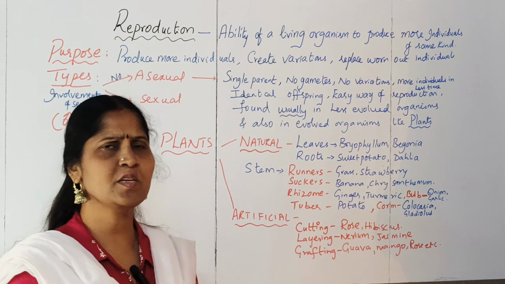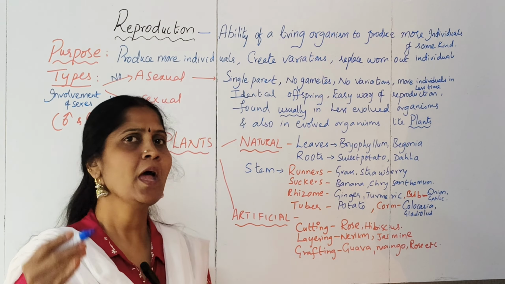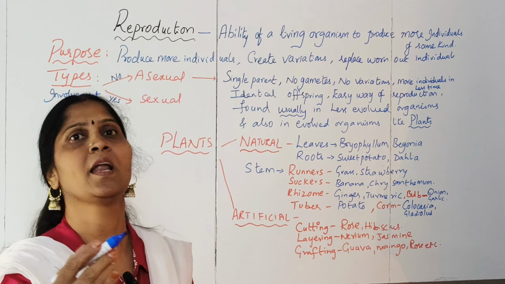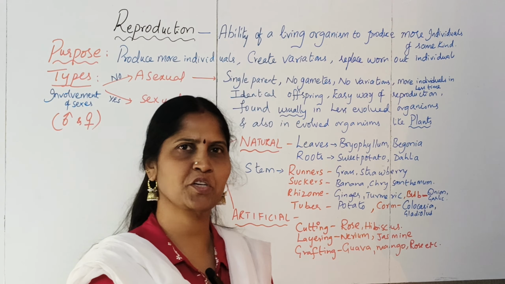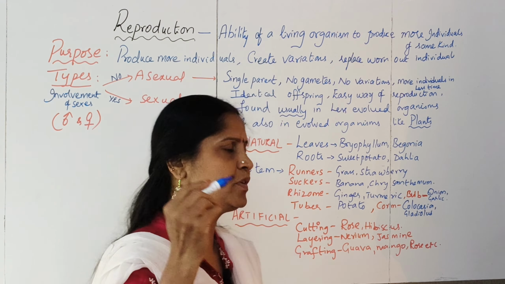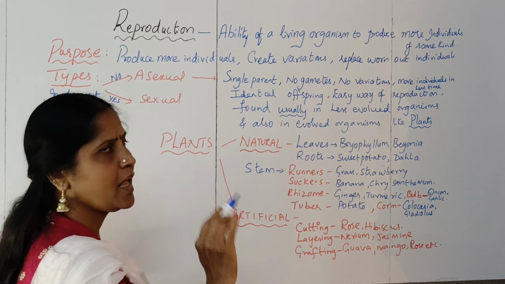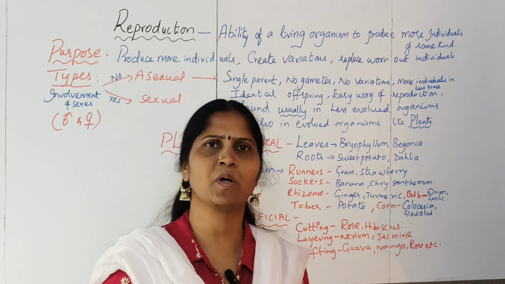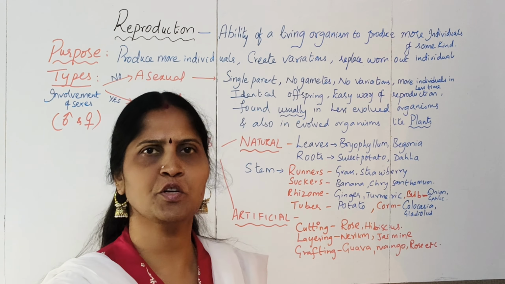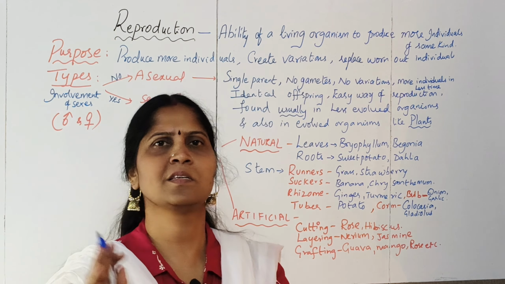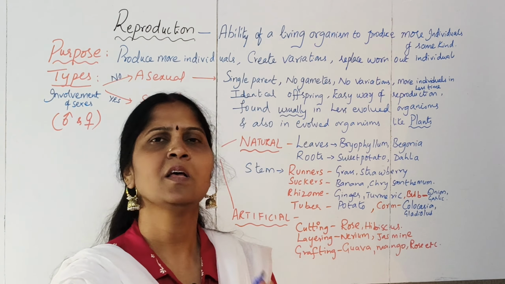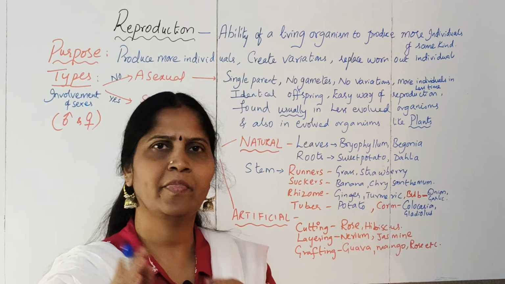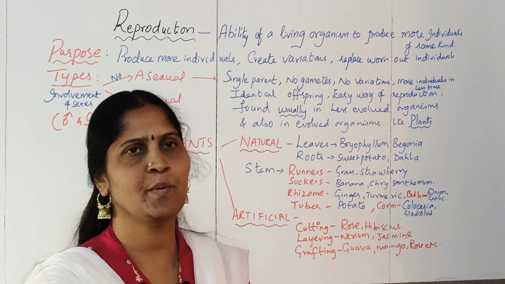And it is a characteristic feature of all living organisms, and it is one of the very important life processes. So why is it important? What is the purpose of reproduction among living organisms? Reproduction basically helps in producing more individuals, which helps in the continuation of the race. That is, a particular species existing at one point of time has to exist after thousands of years also, and that will happen only through the process of reproduction.